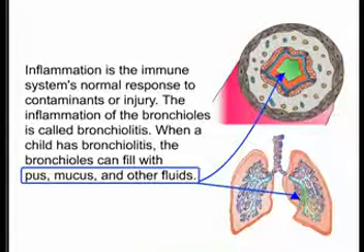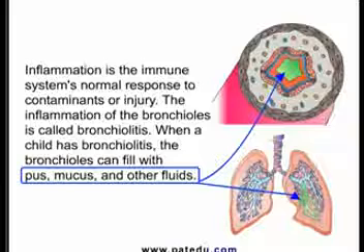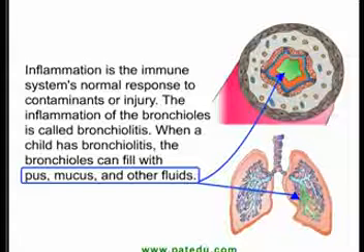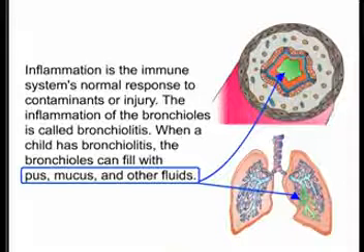Inflammation is the immune system's normal response to contaminants or injury. The inflammation of the bronchioles is called bronchiolitis. When a child has bronchiolitis, the bronchioles can fill with pus, mucus, and other fluids.